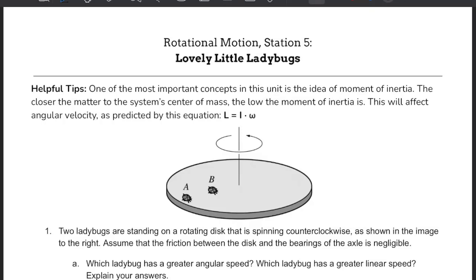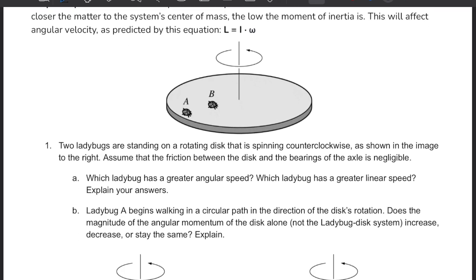Okay, two ladybugs are standing on a rotating disc that is spinning counterclockwise. Assume friction between the disc and the bearings on the axle is negligible. Which ladybug has a greater angular speed? Well, angular speed does not take into account the radius at all. Any body on the rotating disc is going to have the same angular speed. They're going to complete the circle in the same amount of time.